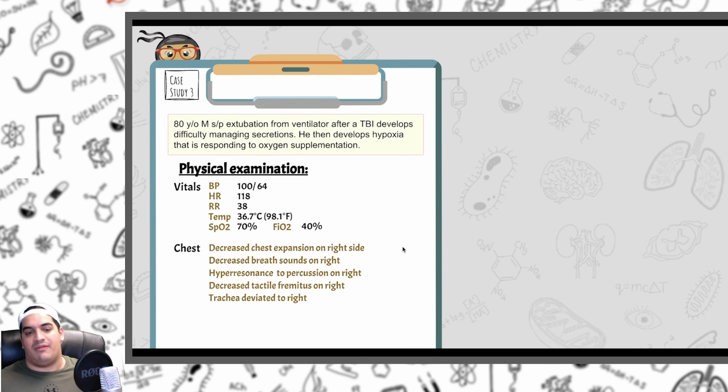Generally, whenever a patient has a very severe mucus plug in the airway, for example, a complete obstruction of the right bronchus or left bronchus, you're not going to respond to oxygen supplementation.